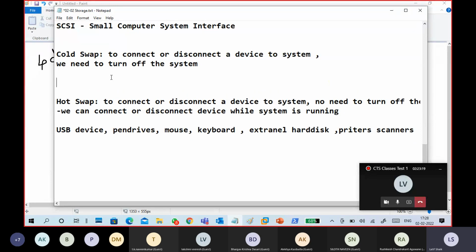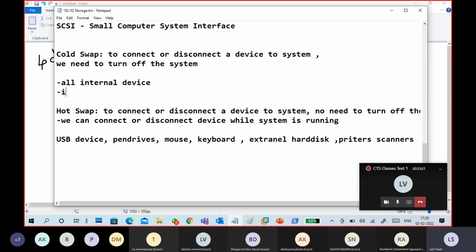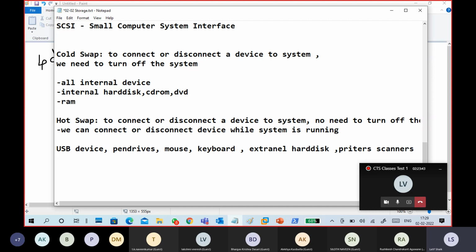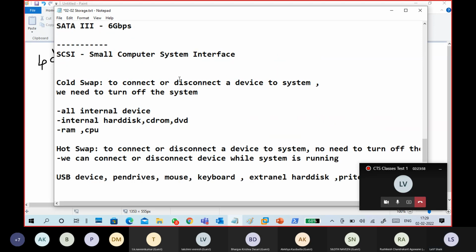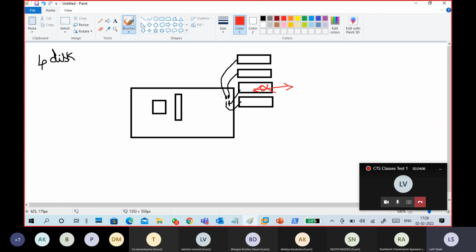Cold swappable means all internal devices like internal hard disk, CD, DVD, CD-ROM, DVD read, all the internal RAM, CPU, all these things. Cold swappable means it is compulsory to turn off your PC, and only then can we change it. And hot swappable means connect and disconnect live. SCSI devices are hot swappable. That's why we are using it. This other one is cold swappable.